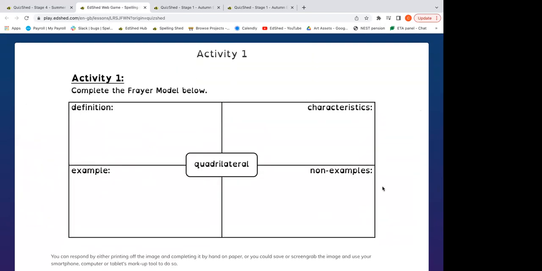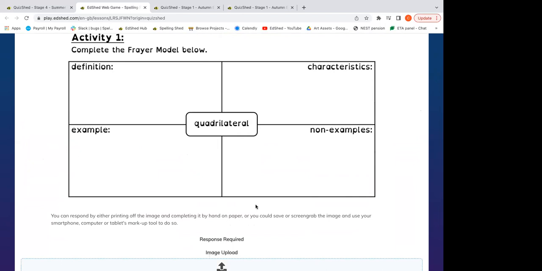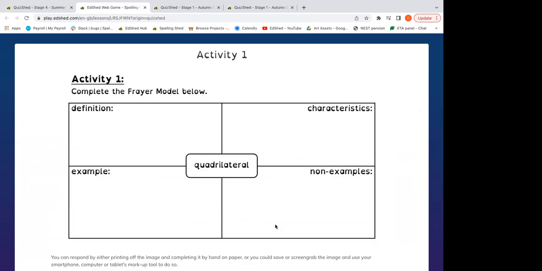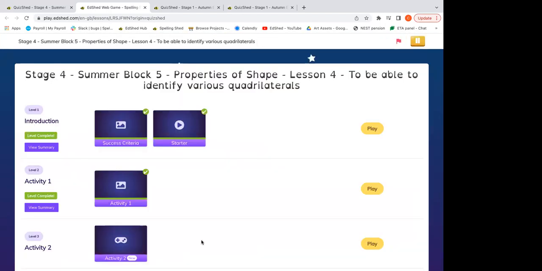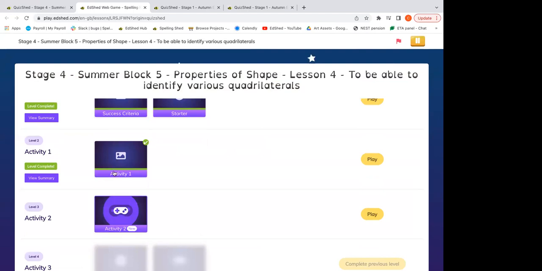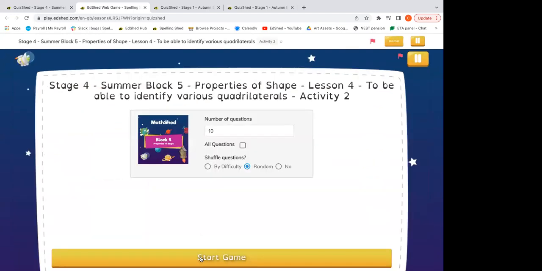So you can see how I've got to do a non-example, an example, definition, and characteristics. And what pupils can do here is upload an image. So if they have an iPad, they could screenshot this and input that information, which you can later review. Then we've got activity 2 with some quiz questions on what we have just learnt.